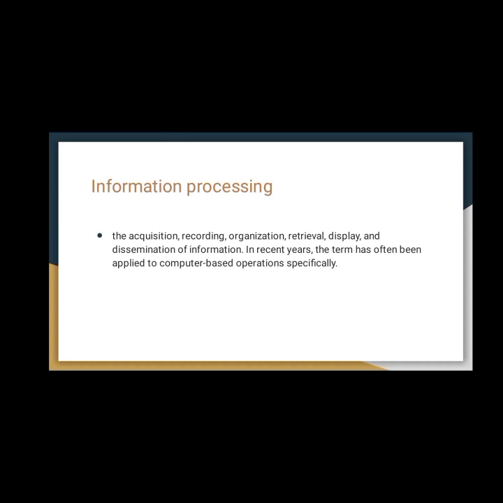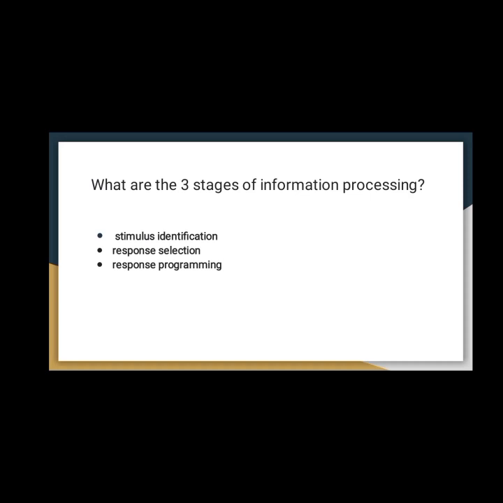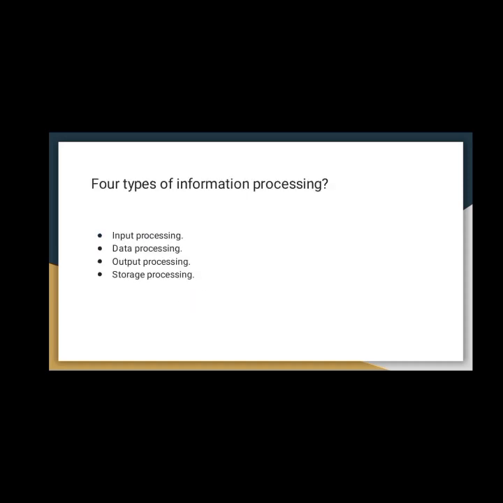Information processing: the acquisition, recording, organization, retrieval, display, and dissemination of information. In recent years, the term has often been applied to computer-based operations specifically. So, information processing is a type of process such as recording, organizing, retrieval, display, and dissemination of information. What are the three stages of information processing? Stimulus identification, response selection, response programming. Four types of information processing: input processing, data processing, output, and storage processing.